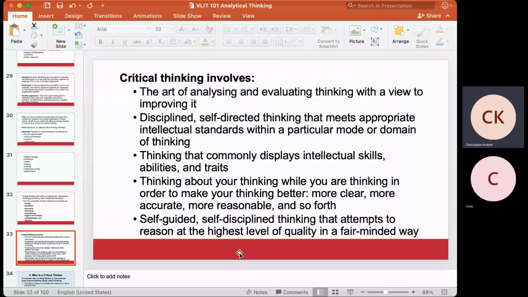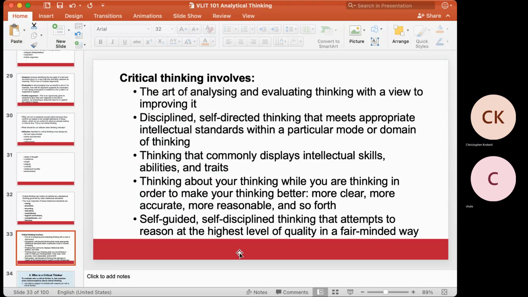Critical thinking involves the act of what? Analyzing and evaluating thinking with the view of what? Improving it. As we have spoken about the central issues in critical thinking, which involve analysis, evaluation, and further thinking, I'm reiterating so you understand that this is what is important, so that if you finish analyzing and evaluating the thinking, you can improve it, if there is a problem with it. Critical thinking also involves disciplined, self-directed thinking. That is when we talk about independence. That meets appropriate intellectual standards within a particular mode or domain of thinking. And we know the intellectual standards, which we have enumerated above.